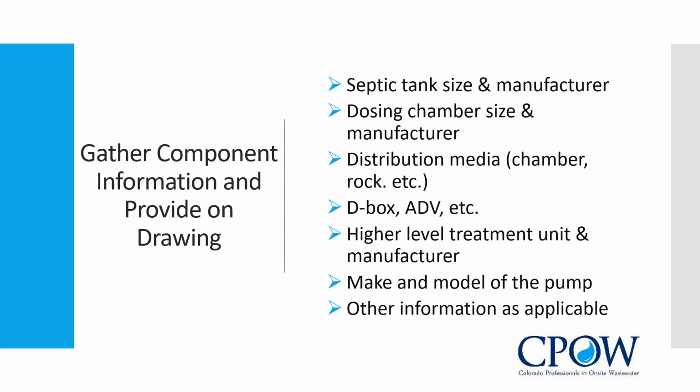As previously noted, there is information required on the record drawing that is in addition to simply providing the location of each component. This information is critical for the operation and maintenance provider, as well as the installer who may be called out to troubleshoot a problem with the system. These items include, but are not limited to, septic tank size, dose chamber size, distribution media, distribution box or drop box, pump information, higher level treatment system, and any other information that may assist practitioners in completing a requested task.